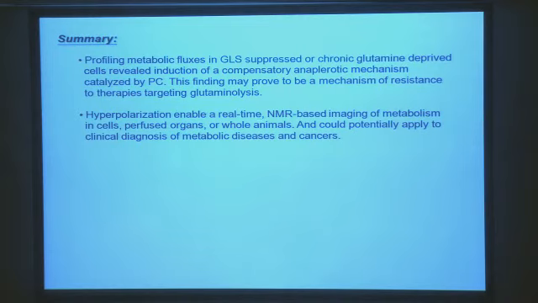To summarize my talk today, in the first part, I've shown you that profiling metabolic fluxes in glutaminase-suppressed or chronic glutamine-deprived cells reveals induction of the compensatory anaplerotic mechanism catalyzed by pyruvate carboxylase. This finding may prove to be a mechanism of resistance to therapeutics targeting glutaminolysis. In the second part, we showed that hyperpolarization enables real-time NMR-based imaging of metabolism in cells, perfused organs, and ultimately whole animals. And that could potentially apply to clinical diagnosis of metabolic diseases and cancers.